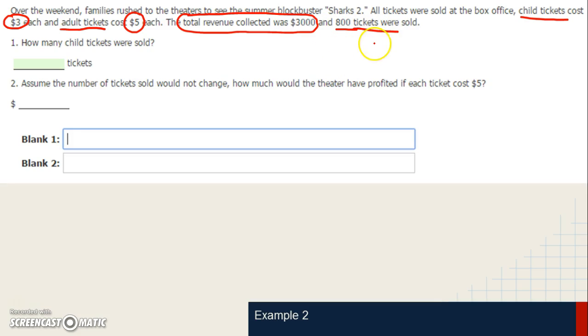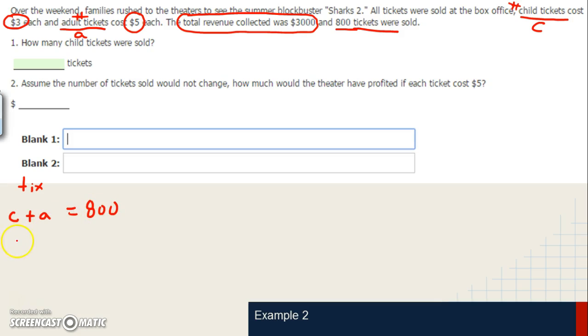Now I'm ready to identify my variables. Well, they're the same. We don't know the number of child tickets, and we don't know the number of adult tickets. So now that I've identified my variables, I'm ready to create the equations. Good, so let's go ahead and start by creating a total tickets equation. In our total tickets equation, we know that the total number sold was 800, and we know that the child tickets plus the adult tickets should equal that.